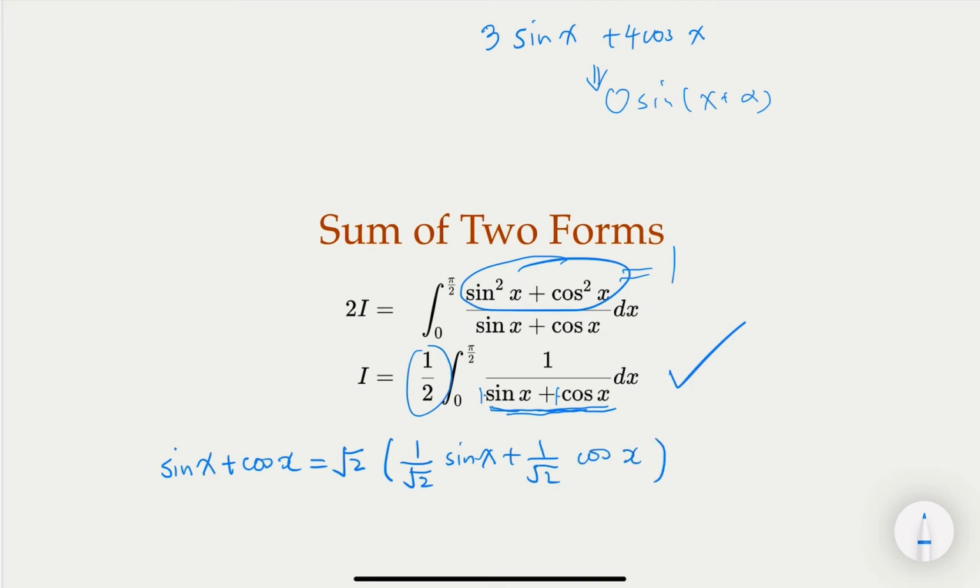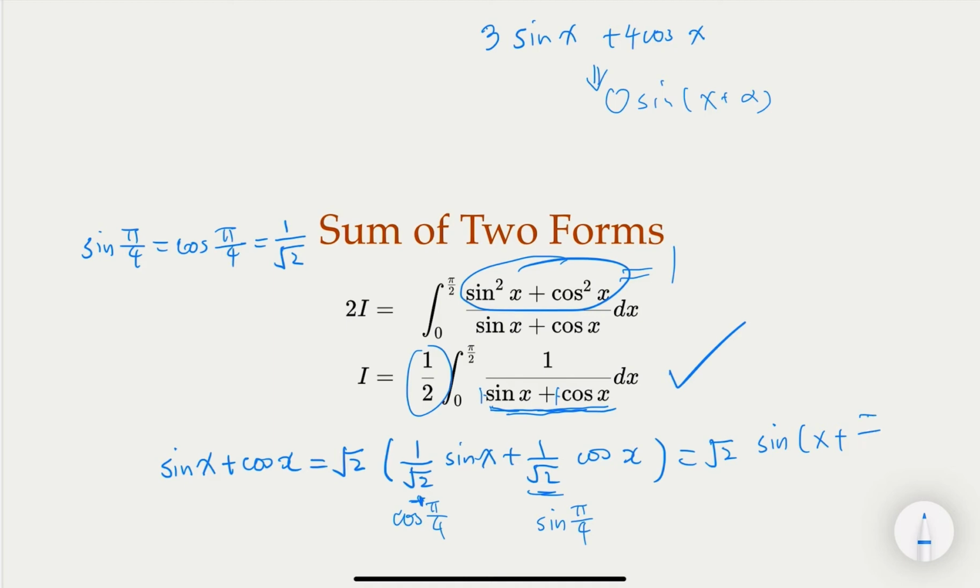And here, of course, we don't want a number. We want something like to use the trig identity here. So we know that sine pi over 4 equals cosine pi over 4. That's both equal to 1 over square root of 2. All right. So if you treat this as a cosine pi over 4, and this part as sine pi over 4, then you're going to get square root of 2 sine of x plus pi over 4, right?